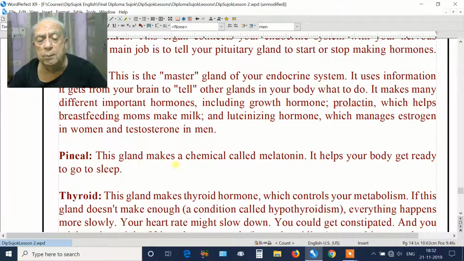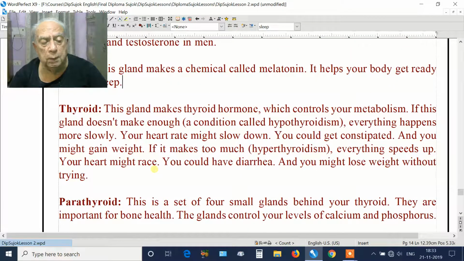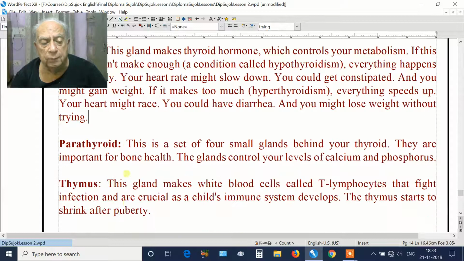Pineal. This gland makes a chemical called melatonin. It helps your body get ready to go to sleep. Thyroid. This gland makes thyroid hormone, which controls your metabolism. If this gland does not make enough, a condition called hypothyroidism, everything happens more slowly. Your heart rate might slow down, you could get constipated, and you might gain weight. If it makes too much, that is hyperthyroidism, everything speeds up, your heart might race, you could have diarrhea, and you might lose weight without trying.